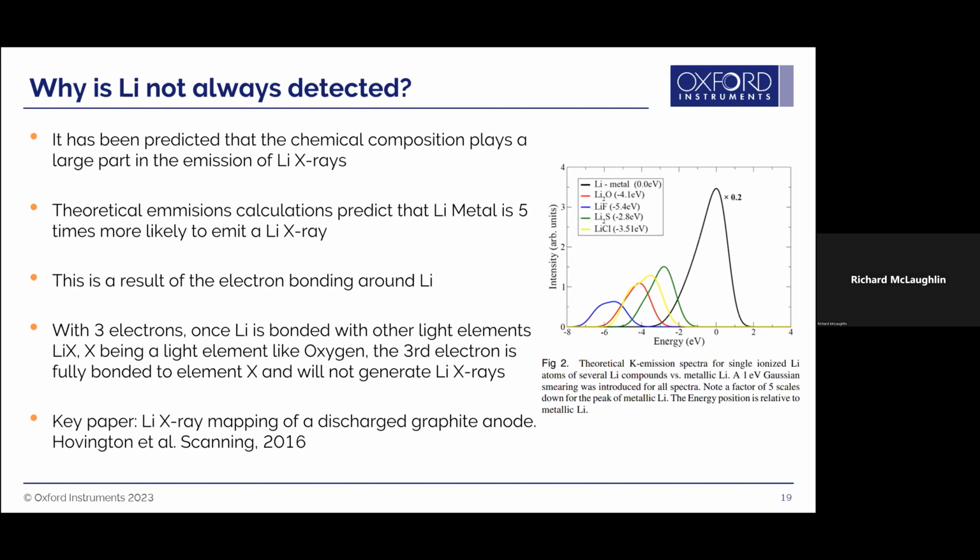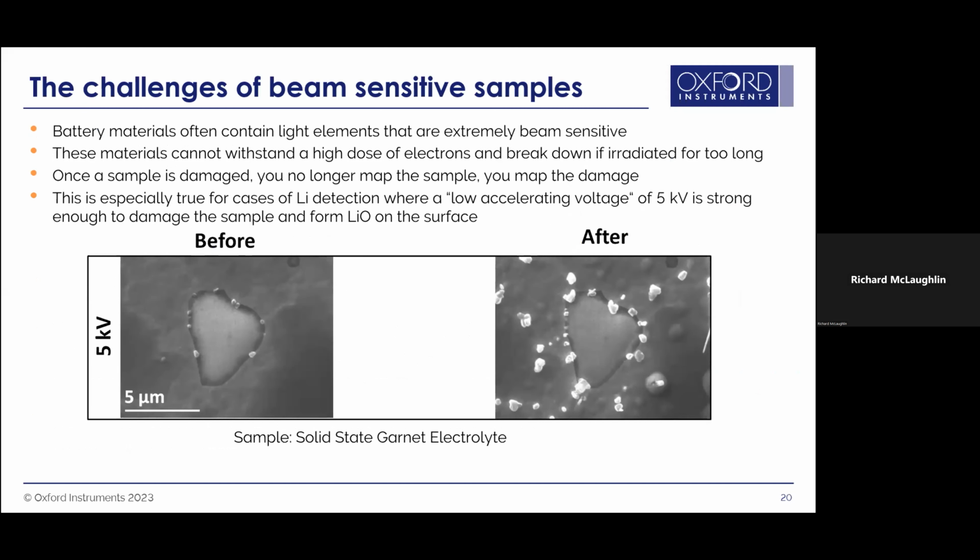And this is a result of electron bonding around the lithium. Now, for the transition metal oxides, there is a problem with the 3rd electron. Once lithium is bonded with other light elements, such as oxygen, the 3rd electron is fully bonded, and the lithium X-ray will not be generated. So, yes, there are some difficulties to the analysis.